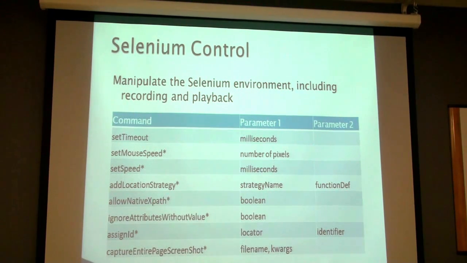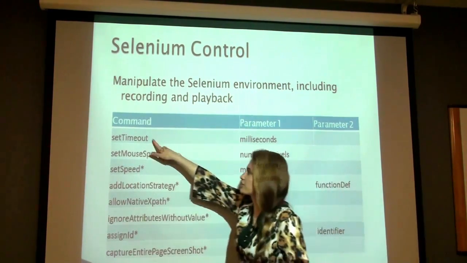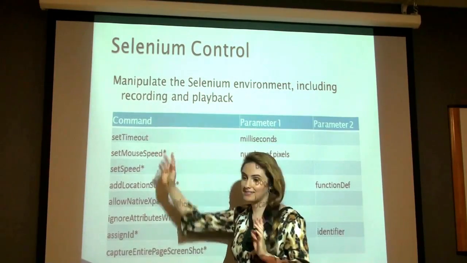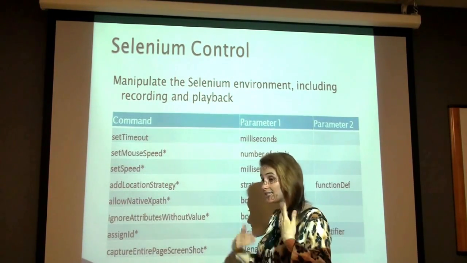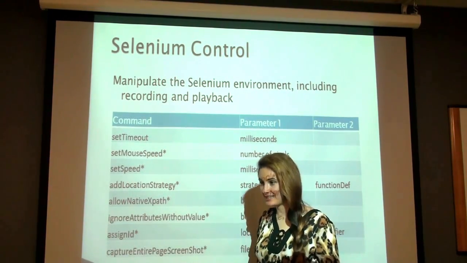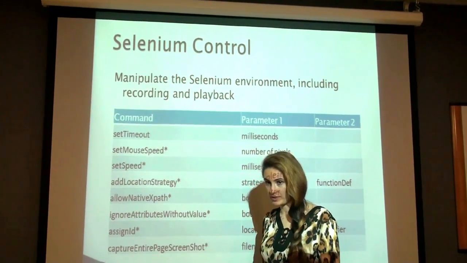One more time. How do you set the wait time, the amount of time it should wait? Okay, so as you can see, set timeout doesn't have an asterisk. So you can't say set timeout and wait. You can say set timeout, and then you can say click and wait, and then you can say set timeout and set it back to whatever it was.